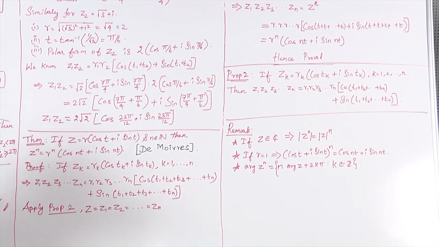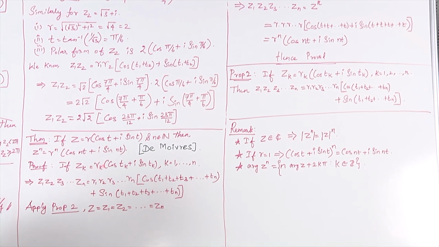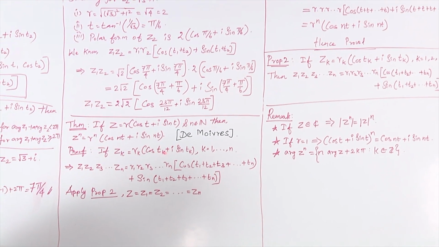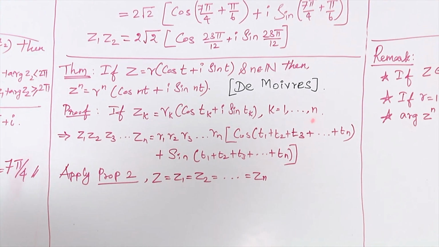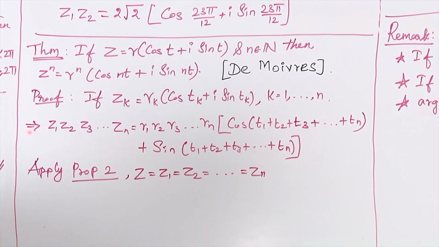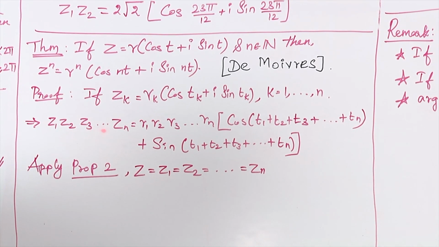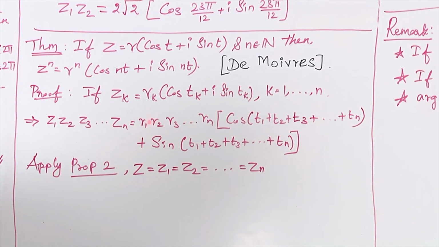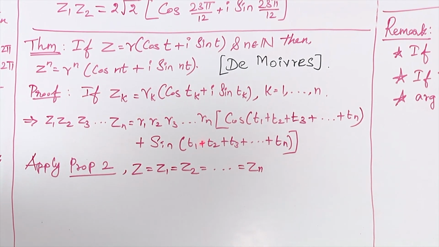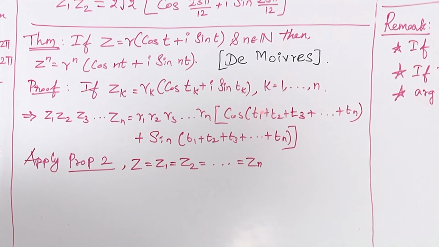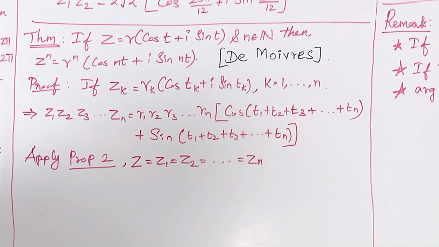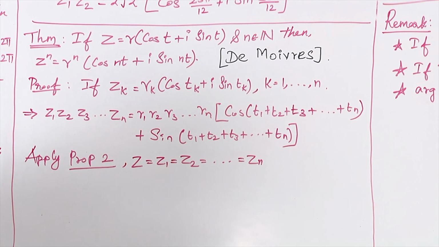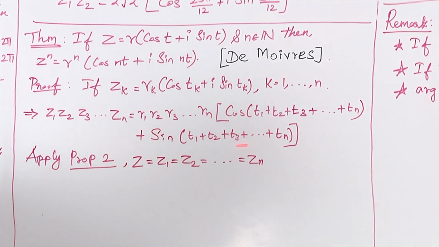So, let us get back to de Moivre's theorem. If Zk is equal to Rk cos Tk plus i sin Tk, where k is equal to 1 up to n, then the product Z1, Z2 up to Zn would be equal to R1, R2, R3 up to Rn cos of (T1 plus T2 up to Tn) plus i sin of (T1 plus T2 up to Tn). I have merely written the statement of proposition 2 here. So, this is proposition 2, I have just represented it here.